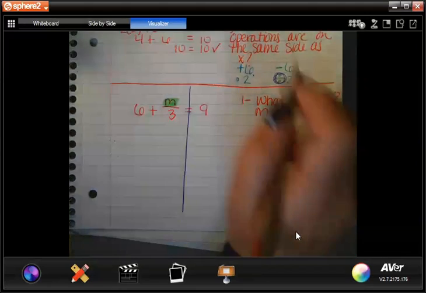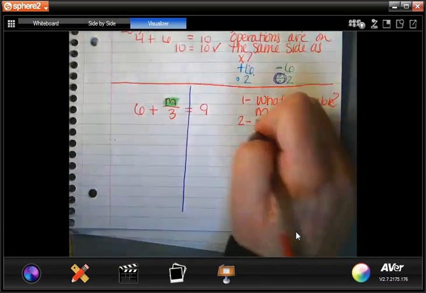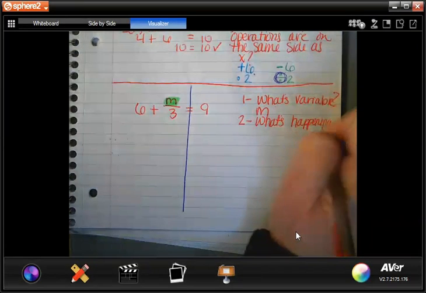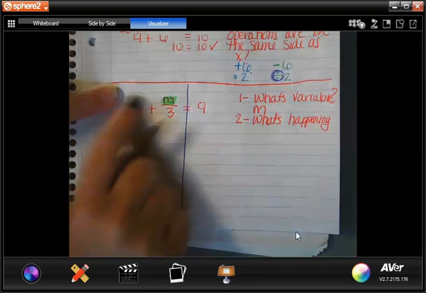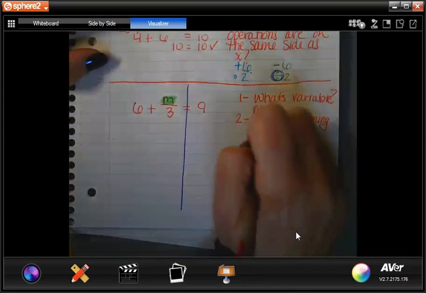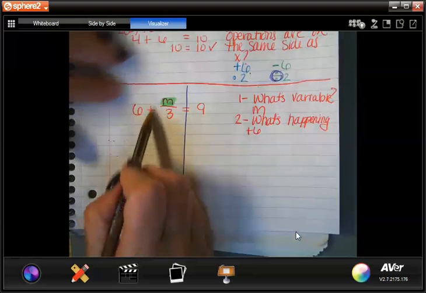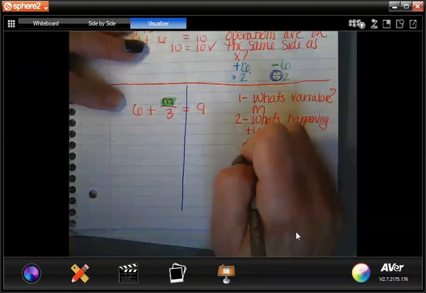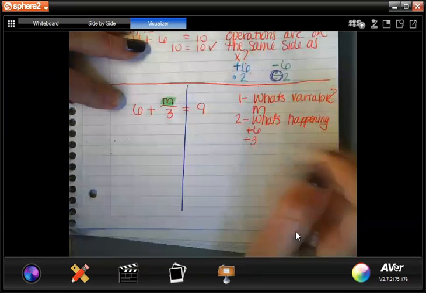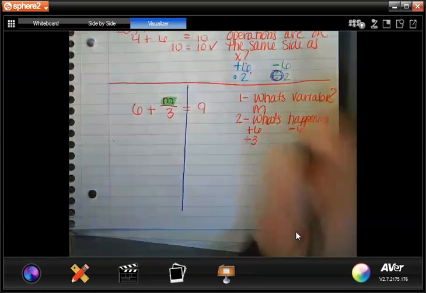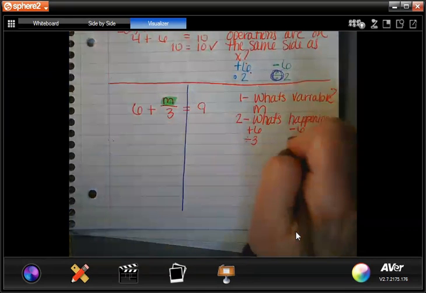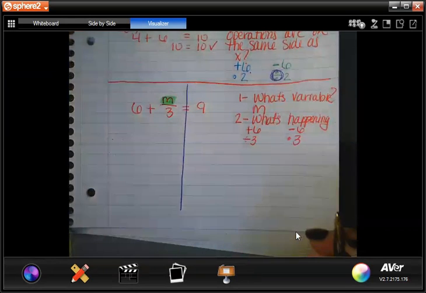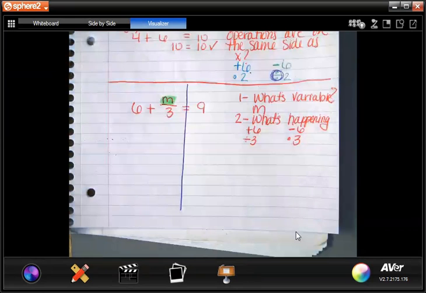Now the second question: what's happening right now? It looks like this positive 6 is being added to the m. Don't worry about this so much, just say, oh yeah, that's a positive 6. And it looks like m is being divided by 3. So there's probably going to be some subtraction happening, and some multiplication. Now that you've answered those questions, you are ready to start.